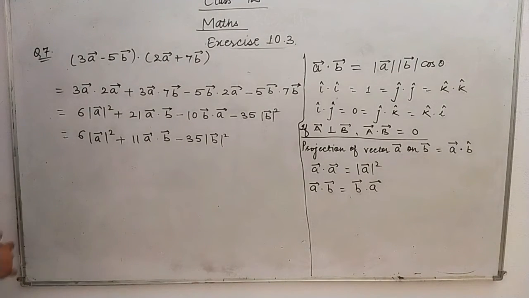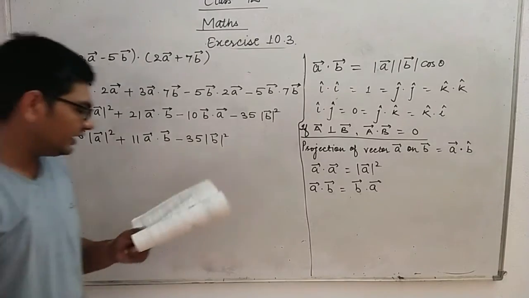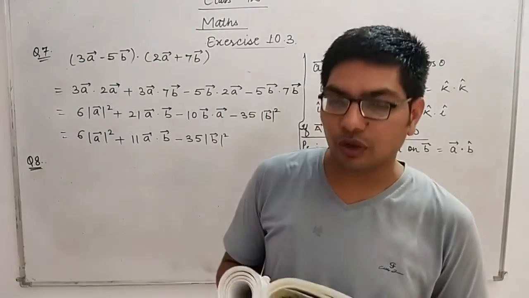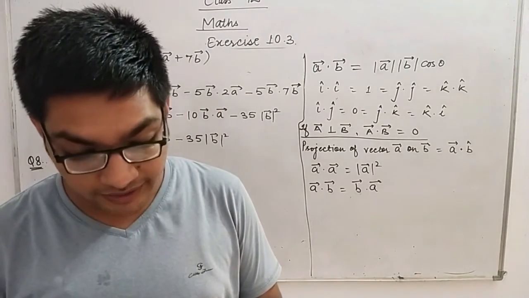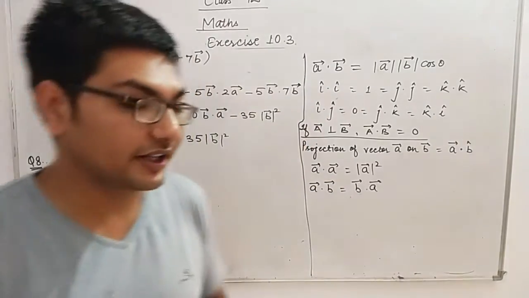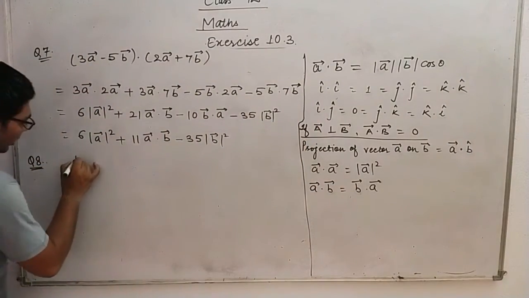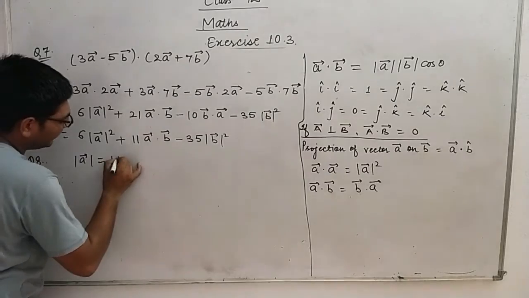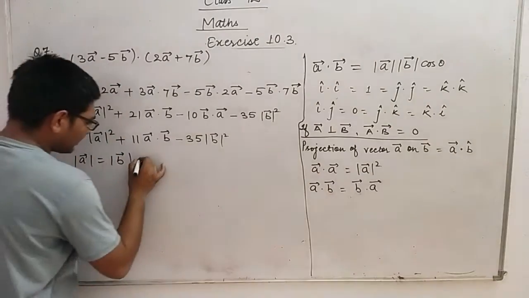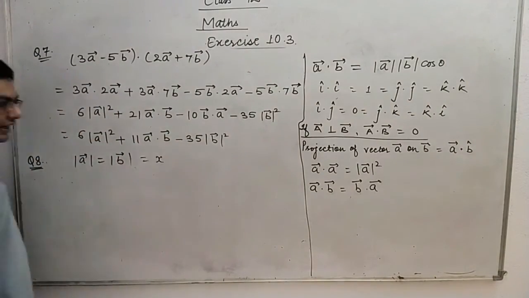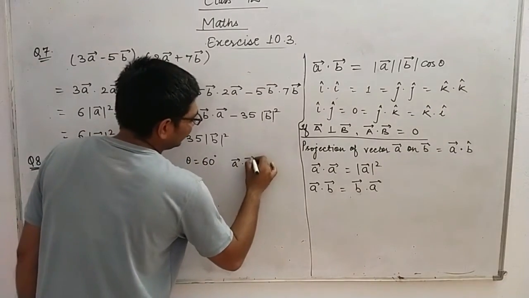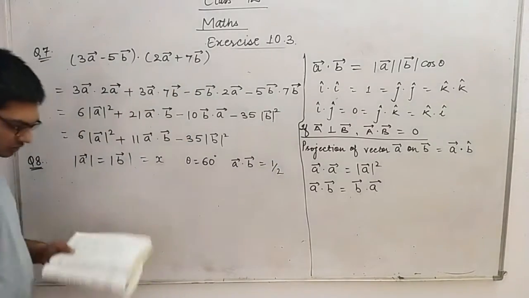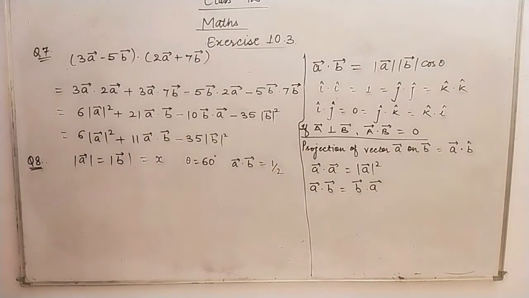Question number 8. Find the magnitude of two vectors A and B having the same magnitude so that the angle between them is 60 degrees and their scalar product is 1/2. Magnitude of A and magnitude of B is given as equal, so let us assume it as x. The angle between them is given as 60 degrees and their scalar product is half.